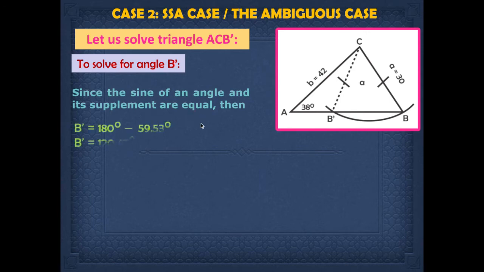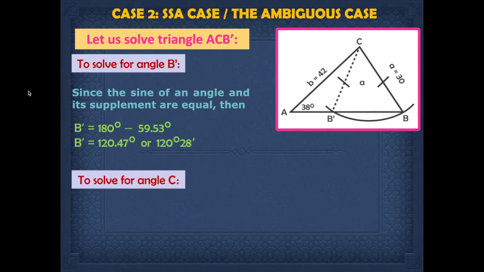Therefore, angle B prime will be equal to 180 degrees minus 59.53 degrees. And that will give us angle B prime is equal to 120.47 degrees or 120 degrees and 28 minutes.